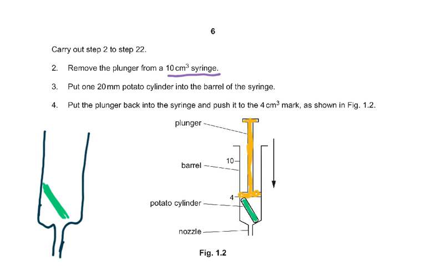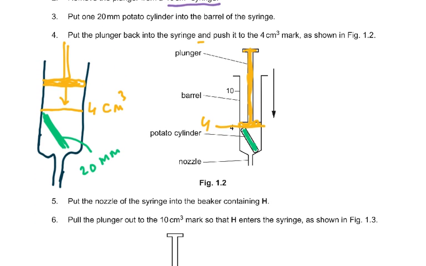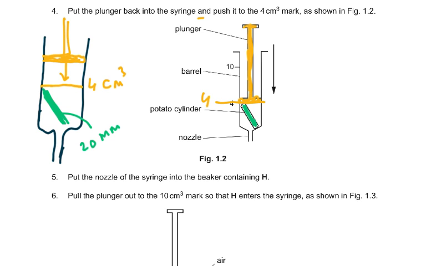So you remove the plunger, put 120, so this is that one piece of potato, which is 20 millimeter in length, into the barrel of the syringe, and put the plunger back. Then you push it. I'm sure you've all handled syringes and you know what this means. Push it to the 4 centimeter cube mark. Now you have to push this down to the 4 centimeter cube mark, as shown in figure 1.2. Now put the nozzle of the syringe into the beaker which is containing the liquid, into the beaker containing H.